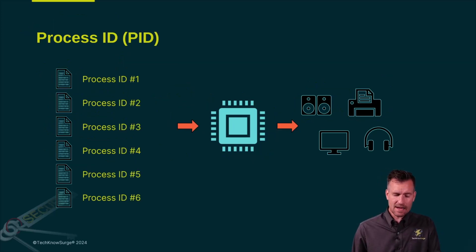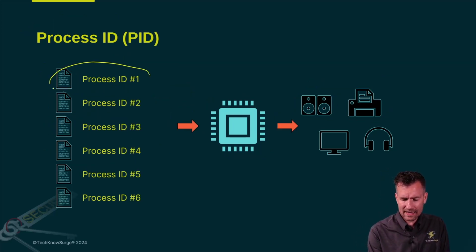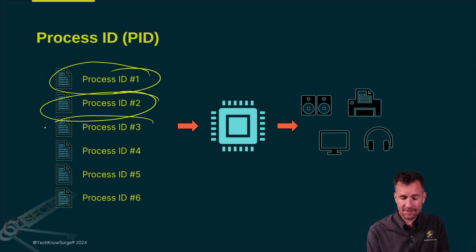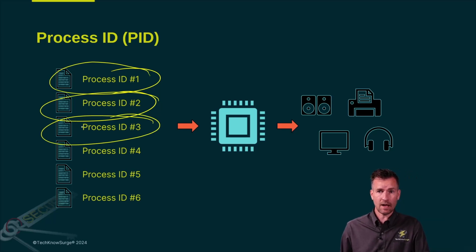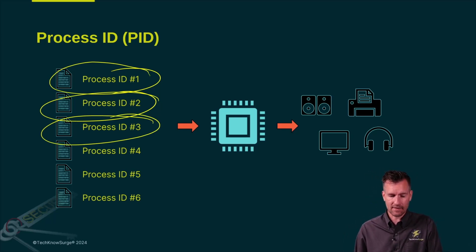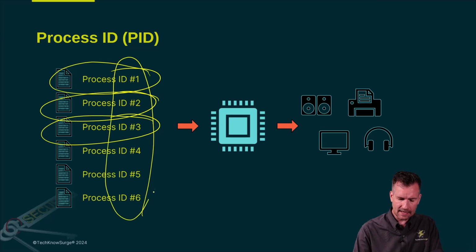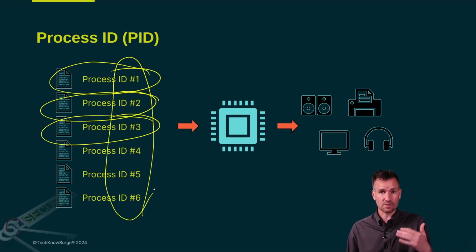Now, it does need to keep track of all of these processes, so it gives each one a number. You could have thousands of processes opened up and running on your computer at any given time, but this process ID allows it to identify certain processes.